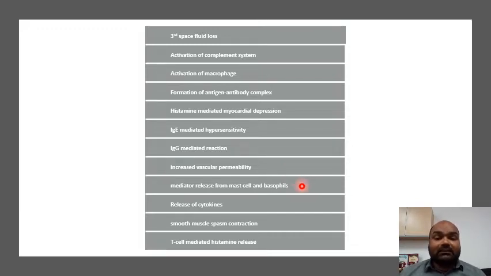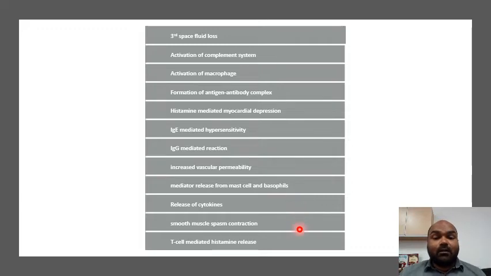Mediator release from mast cells and basophils is correct. What mediators are we talking about here? The mast cells cross-link, the IgE cross-links and releases the contents, and the mediators released are histamine and also heparin. Release of cytokines is false, because cytokines are released from your T cells and B cells, which are the adaptive immune system. Cytokines will act on the antigen and destroy the antigens.